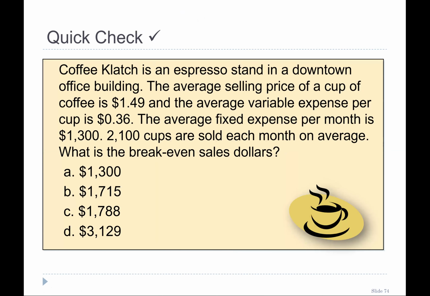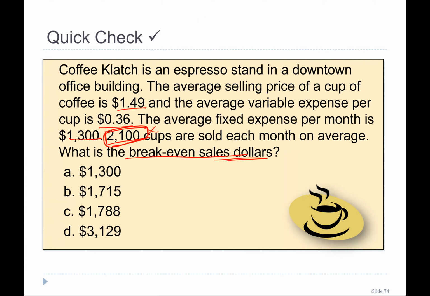Now answer this question. The same question: the average selling price is 1.49, the variable expenses 0.36, fixed expenses are 1300, and they are selling 2100 cups each month. You need to find out break even. When you need to find out the break even dollar sales, does it matter how much they are selling right now? No. So this is extra information in this question. Whatever they are selling, they just want to know their break even.